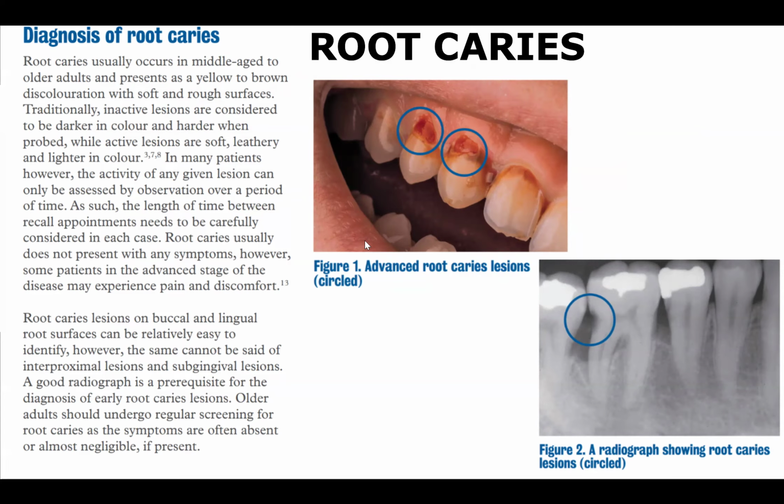So if you remember our first scenario-based question that we had discussed, I showed you a picture and one of the options was active root lesions. It wasn't active because the color was very dark. In many patients, the activity of any given lesion can be assessed by observation over a period of time. As such, the length of the time between recall appointments needs to be carefully considered.